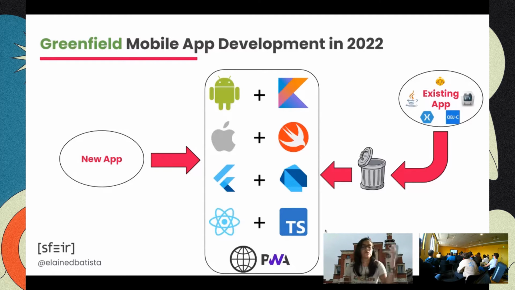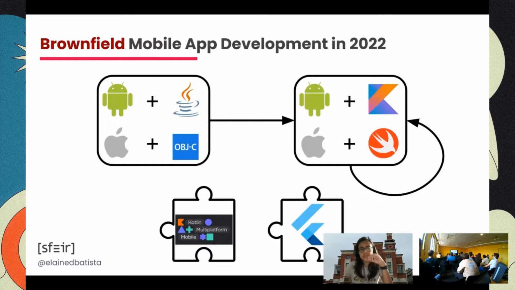But we cannot forget also the browser. If you want to target a telephone, a smartphone, everyone has a browser, so we cannot forget web apps. And if you're doing web apps, there's a high chance that if you're building modern web apps, you're going to use PWAs, progressive web apps. So this is for greenfield.